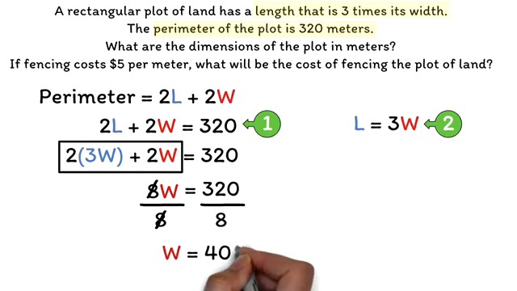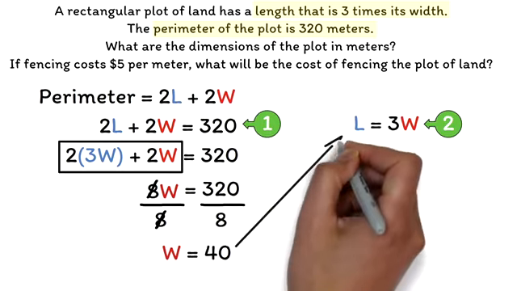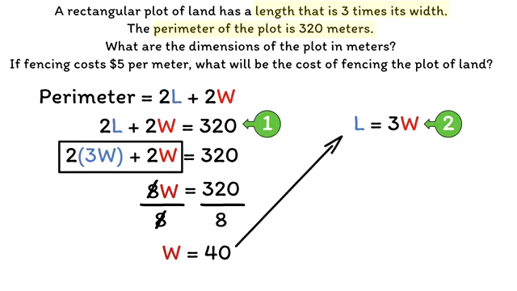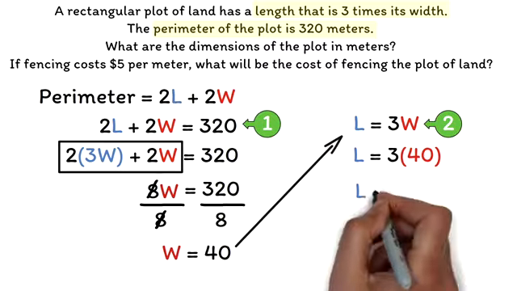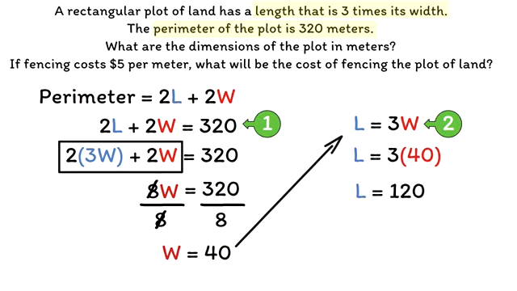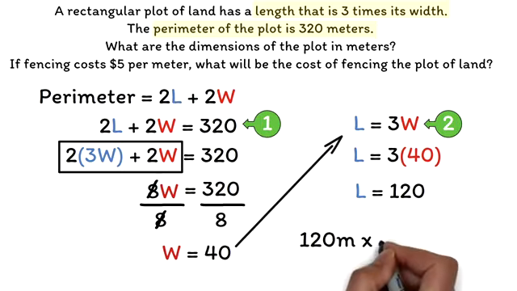To find the length, we can replace W in equation 2 with 40. We have L equals 3 times 40. 3 times 40 is 120. So the length is 120 meters. The dimensions of the plot are 120 meters by 40 meters.